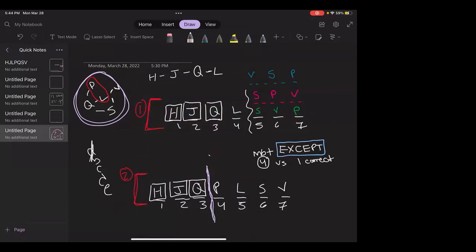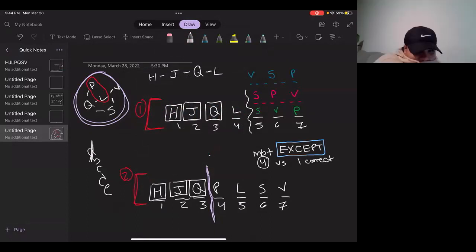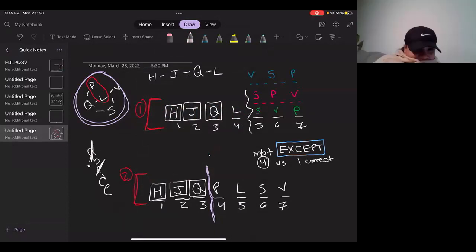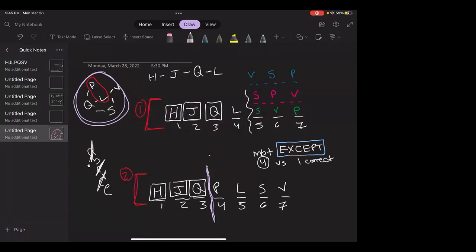Okay, L is 4th. That doesn't have to be 100% true, right? So we're going to put a little dot. V is not 4th. Well, that must be true. D says J is not 3rd. Who has to be 3rd here? Q. Yep, so D is 100% true, so that's out.